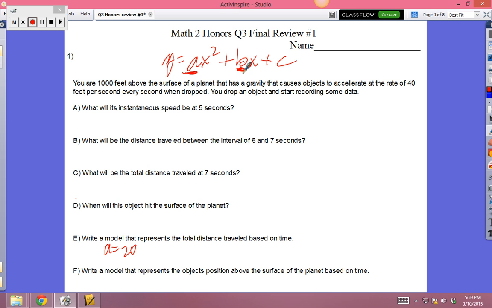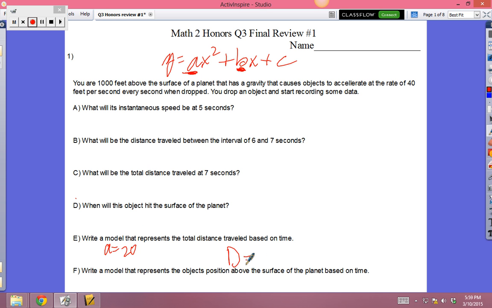And then b is your initial speed. Our initial speed was 0. It started at 0. But if I would have started it by throwing it, it would have an initial speed. When you start the clock, if the speed is 0, there is no initial speed. But if you start the clock and there's already a speed of 100 feet per second, then it has initial speed. And then c is your y-intercept. That's kind of like the height you're dropping from.